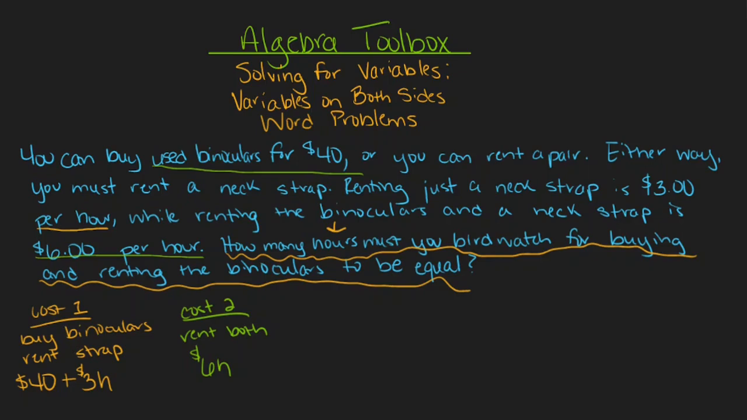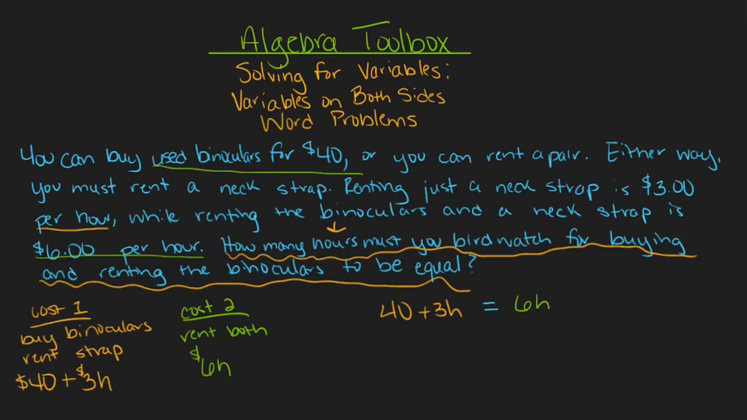Now that I know how I can mathematically represent these two cost scenarios, I have to figure out what the equation needs to be to relate these. I learned that I'm looking for the place where buying and renting the binoculars is equal. So I'm looking for a place where both cost scenarios are equal. That means I have to take my two cost scenarios, 40 plus 3h and 6h, and make them equal to each other. Now that I figured out this part, I can solve a little more easily.